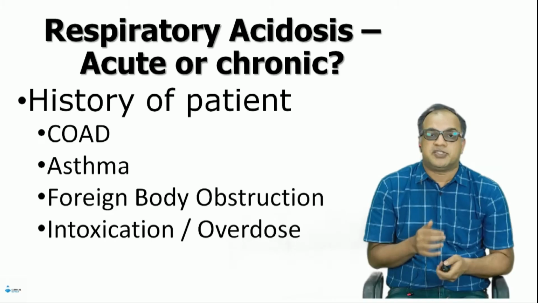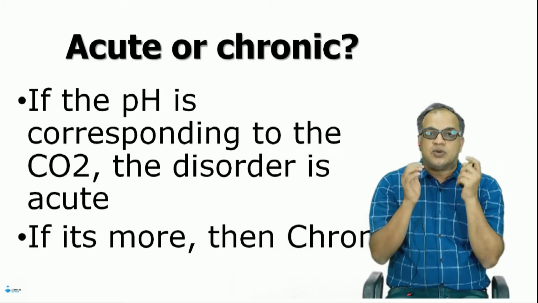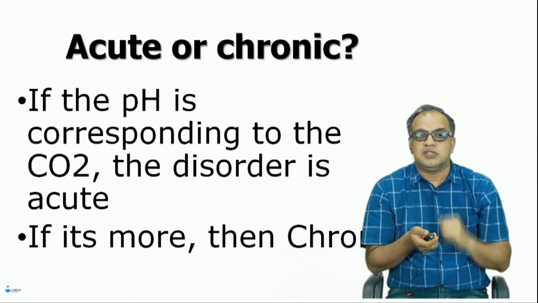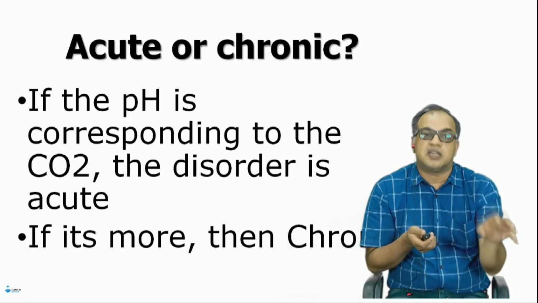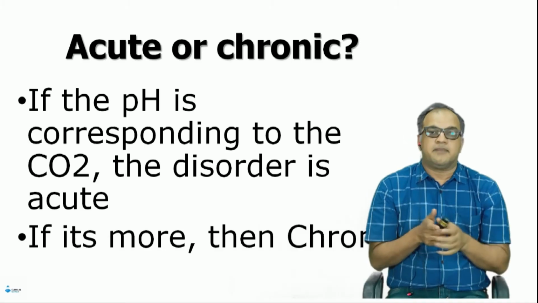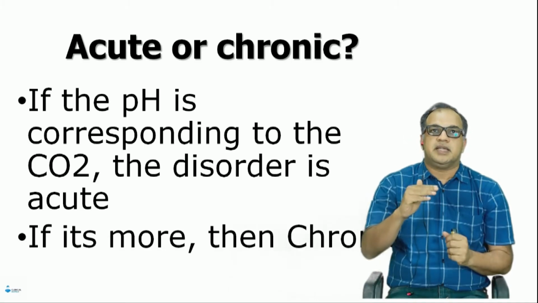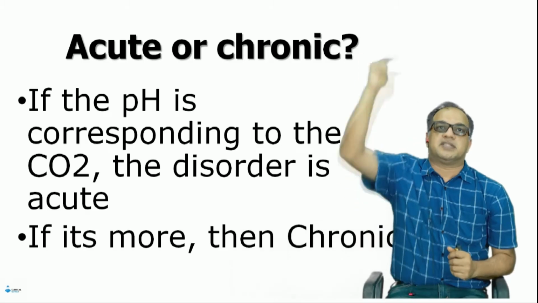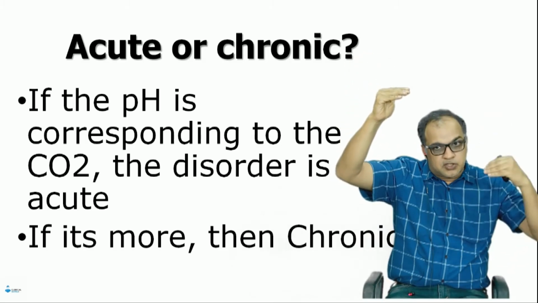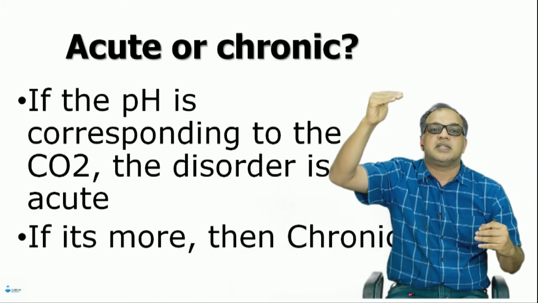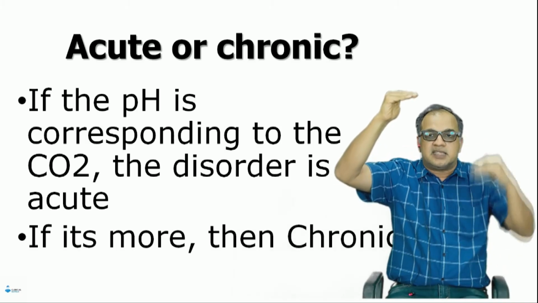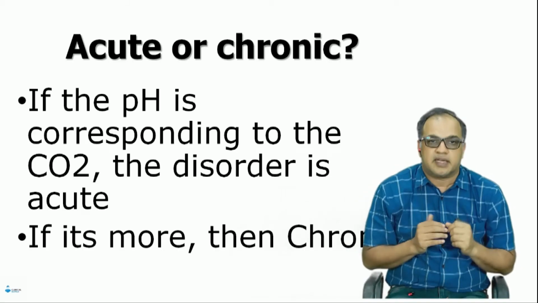But how do we see it in the pH, in the ABG? If the pH corresponds to the CO2, the disorder is acute. If the pH is higher than expected, then it is chronic. Say somebody stops breathing and his CO2 increases from 40 to 50 to 60. The pH should drop to a certain limit. If the pH has dropped that much, then the disorder is acute. If the pH is not showing that big of a change, it is a little higher, then it is chronic.